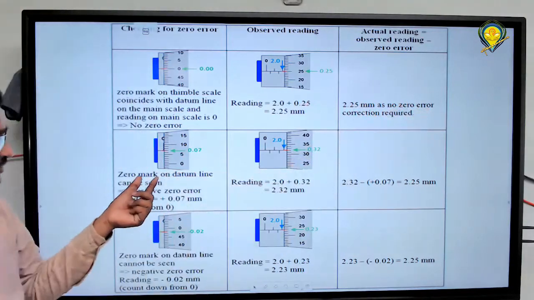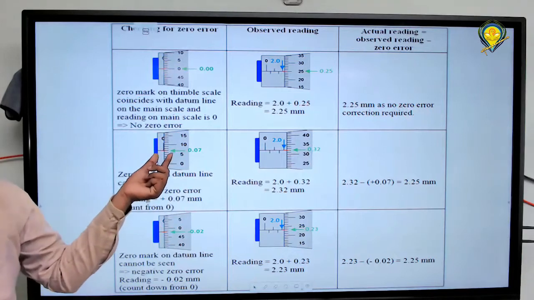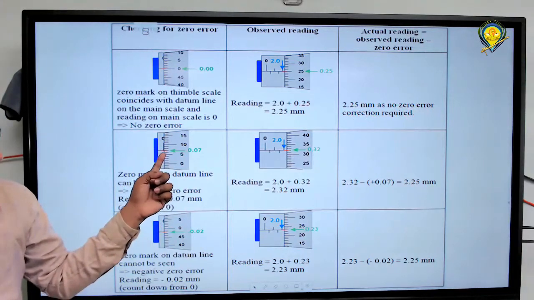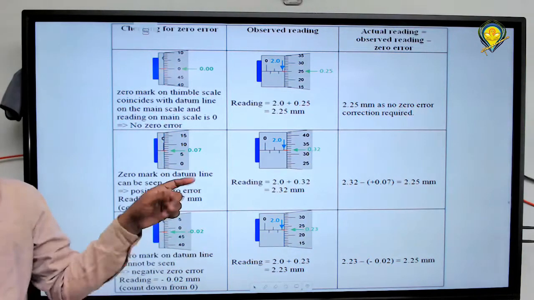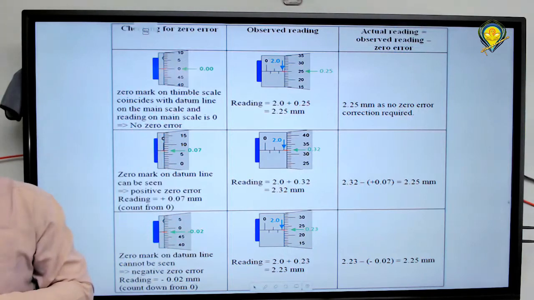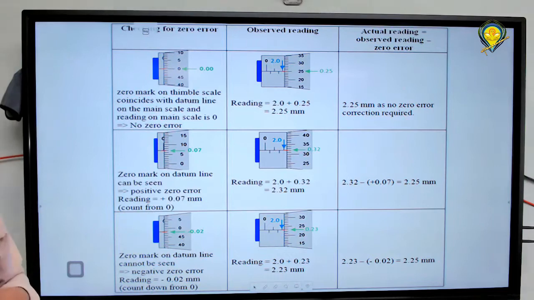Next one, check this diagram once. This is showing 7 instead of 0. That means the error is 7. Is it a positive error or a negative error? Positive error. That means we need to subtract.